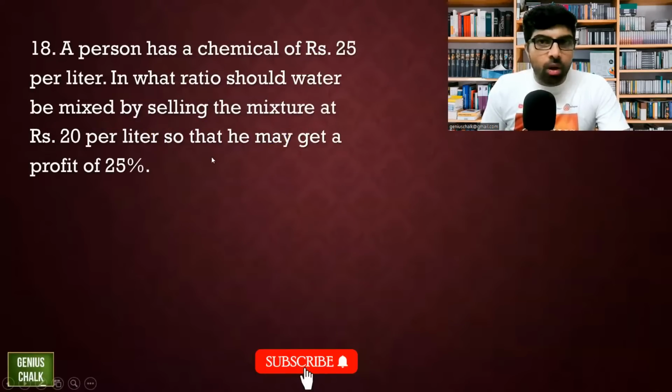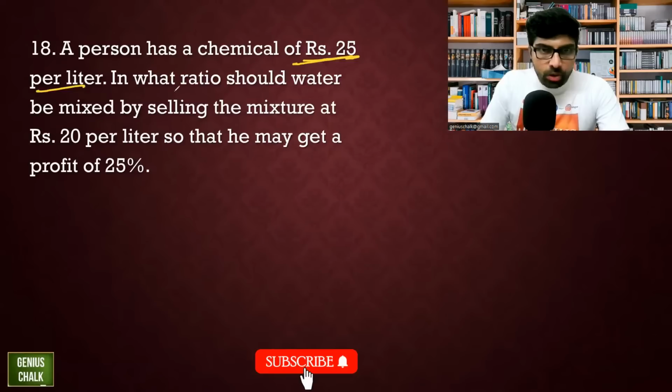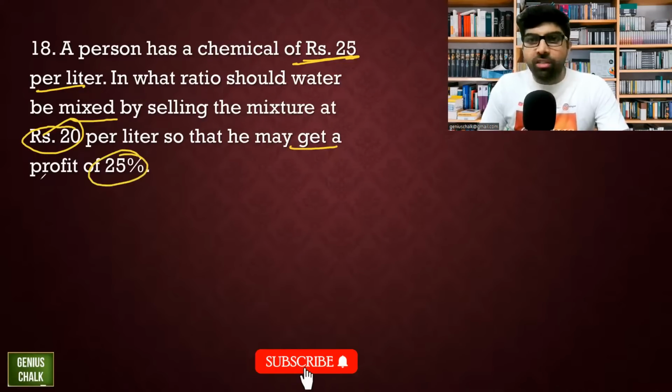A person has a chemical at rupees 25 per liter. In what ratio should water be mixed? So 25 per liter chemical is there. In what ratio should water be mixed, by selling the mixture at 20 rupees per liter, so that he may get a profit of 25%.